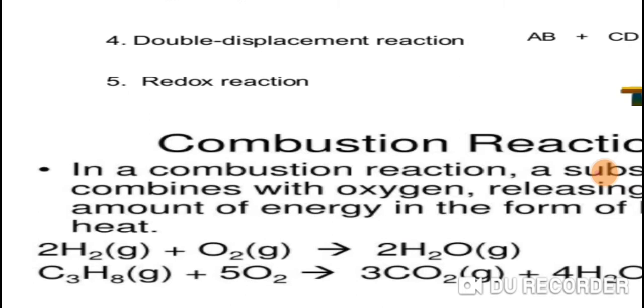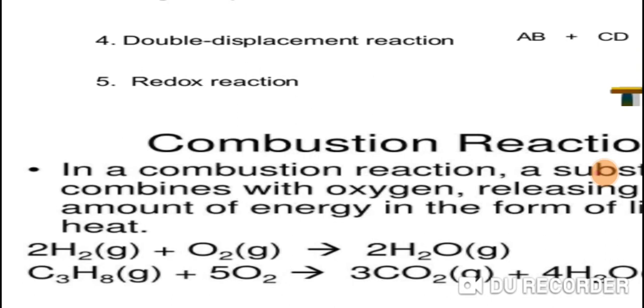Similarly, C3H8 combined with oxygen results in the formation of carbon dioxide and water. This is also a combustion reaction because of oxygen given to the reactant side.